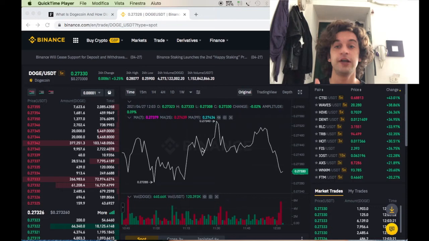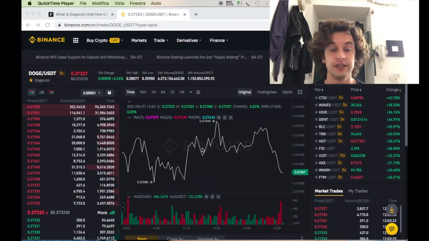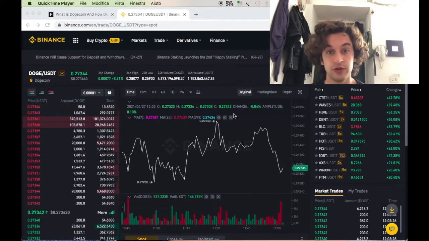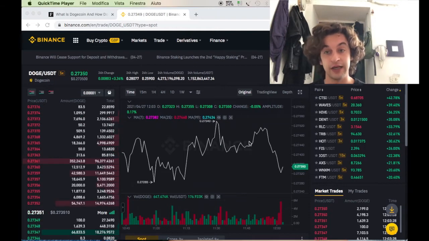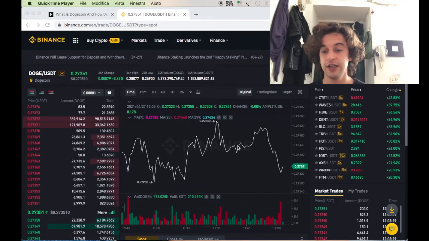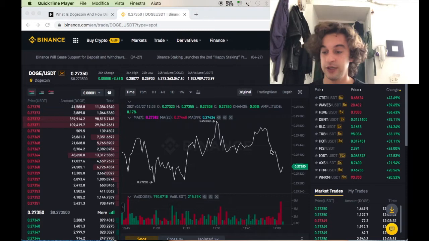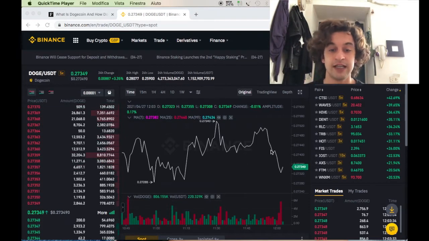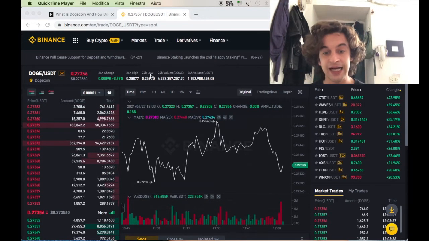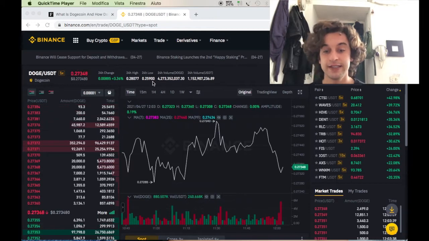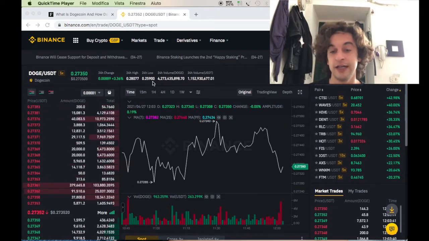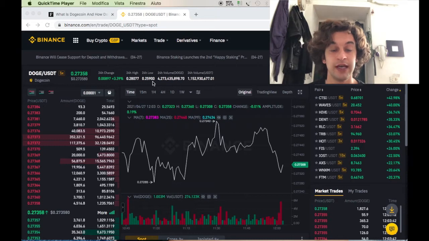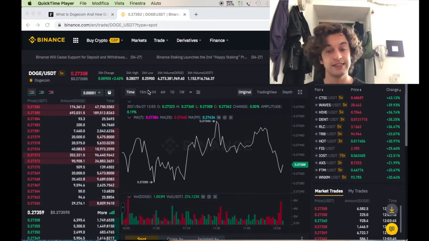Let's first look at the charts, Dogecoin compared to the USDT, so the price of Dogecoin in the US economy compared to the dollar. As we can see here, this is the current market price. It stands at about 27 cents, 0.349, at the time of recording this video. We can see here that the low was 25.9 cents and the high was 28 cents, more or less in the last 24 hours.